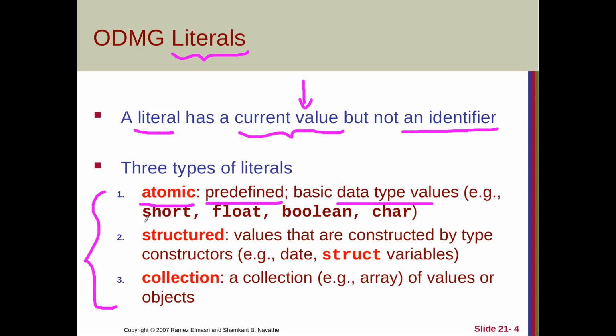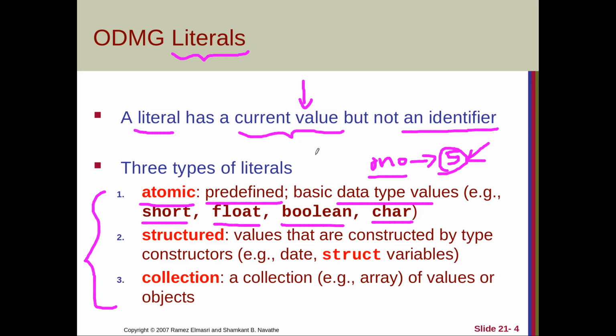For example, some values will be a short value, a small value, an integer value. It can be a float value, a boolean value, a char value. So all these are basic data types. For example, roll number is an attribute which has a value 5. So 5 is a value of short type. This 5 can be called the current value of roll number, which is an atomic value.